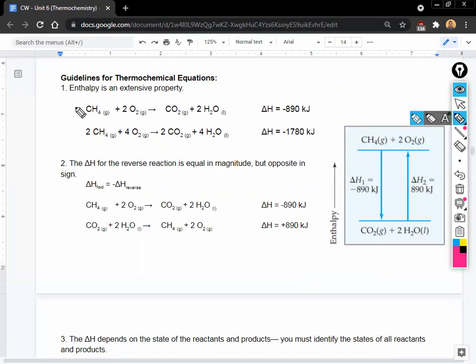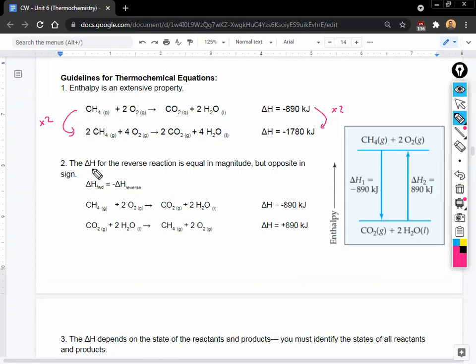So if you take a look at this first reaction, we have an enthalpy change of negative 890 kilojoules, okay? It releases energy. But if we multiply everything by 2 in the reaction, you double the methane, you double the oxygen, carbon dioxide, and water. You also need to double the change in enthalpy. Okay, so the point is extensive just means that it scales up proportionally with the reaction, okay?